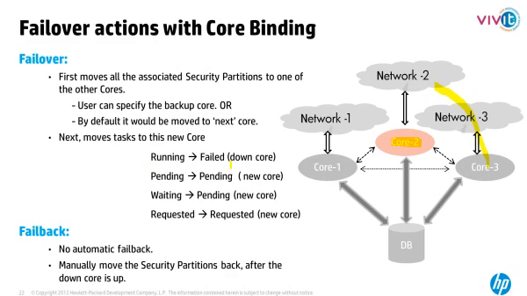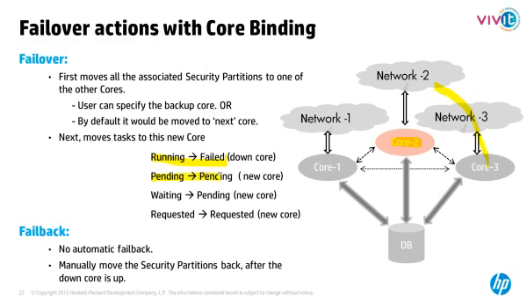Now, what are the actions when we trigger failover and move the tasks? Let's say core 2 has some running, some pending, some waiting, some requested tasks. First, running: all the running tasks will be moved to failed for the down core. We don't want to move a running task to a different core. First, that would be very complex, and second, we don't know which state the task was in when the failover got triggered. So we'll just mark it as failed, and you can do a search. If you remember session 1, you can search based on failure type for the tasks that failed while doing the failover.